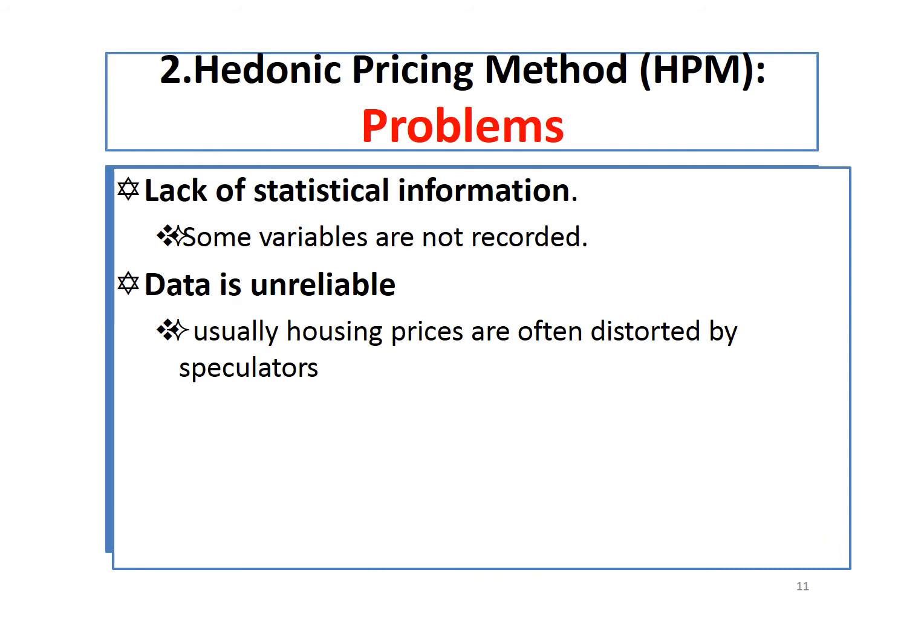What are the problems with the hedonic pricing method? First, we often lack statistical information. Some variables may not be officially recorded, and this might result in unreliable data. Usually housing prices are distorted by brokers.